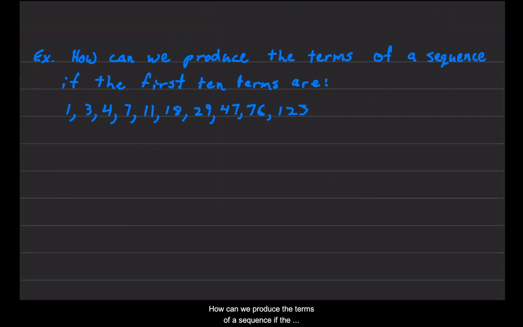How can we produce the terms of a sequence if the first 10 terms are 1, 3, 4, 7, 11, 18, 29, 47, 76, and 123? When we look at these, we can see this is similar to a Fibonacci sequence in that if you add the 2 previous terms, the sum is the next term. So 1 and 3 add together to equal 4, and 3 and 4 will add together to equal 7. 4 and 7 will add together to equal 11. 7 and 11 will add together to equal 18.